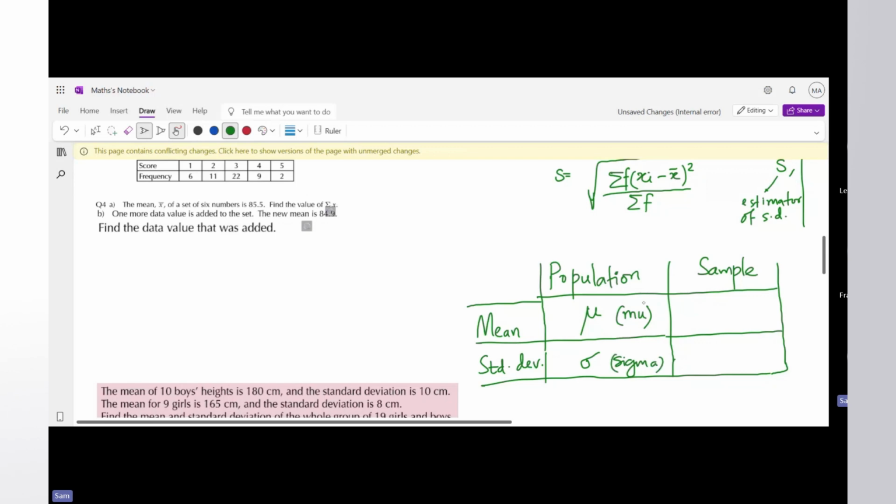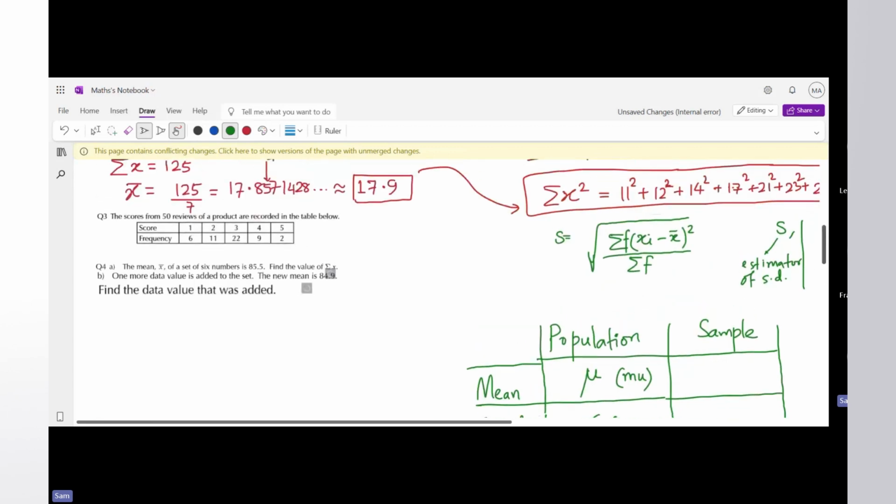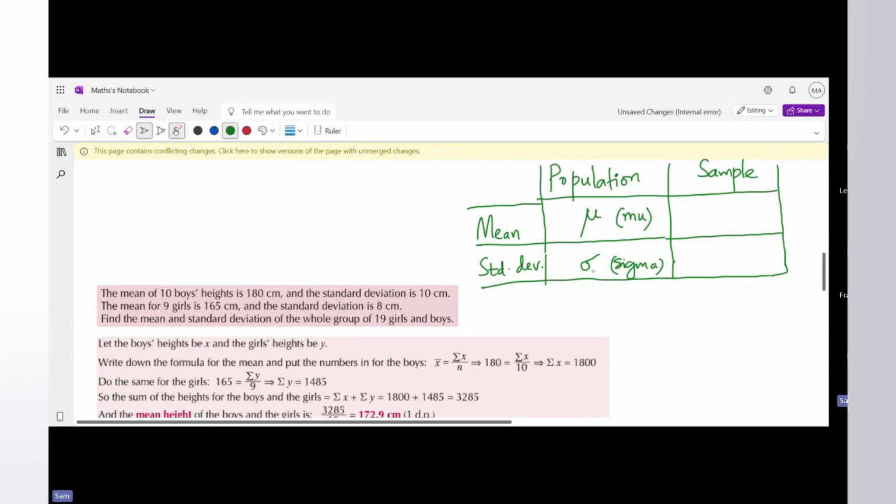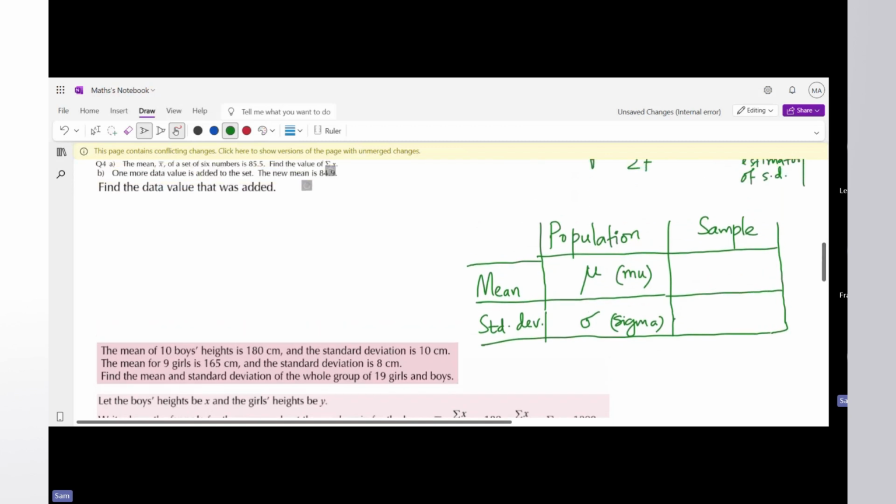The word is the same as what you use for this. This is also sigma, but this is capital sigma, used for sum. And this is small case sigma, used for standard deviation. But for sample, mean is x bar and standard deviation is s.